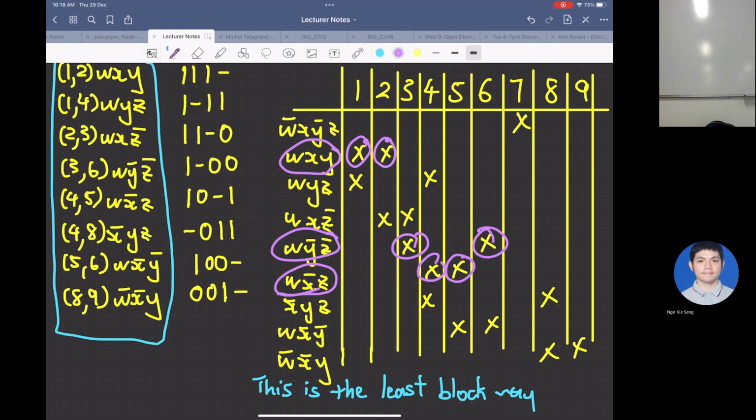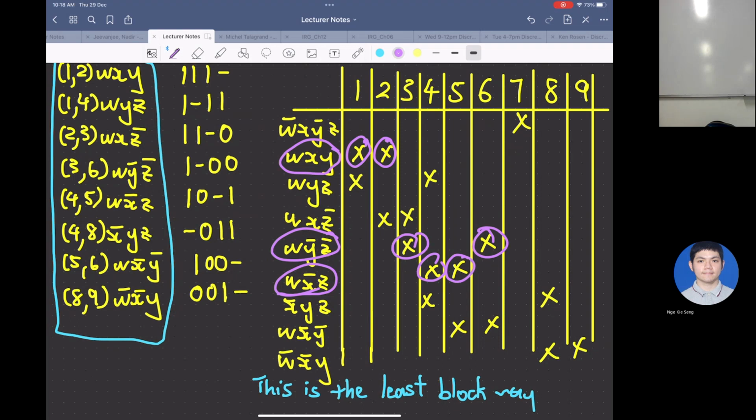You see, the first one is only covered by this. This is the essential prime. It is only covered by W bar X Y bar Z. So you must pick this one, because this is the only block that contains the one here. Okay, how about 8 and 9? The last one. If you pick this, then you got extra already, right? Because W bar X bar Y already helps you cover X bar Y.